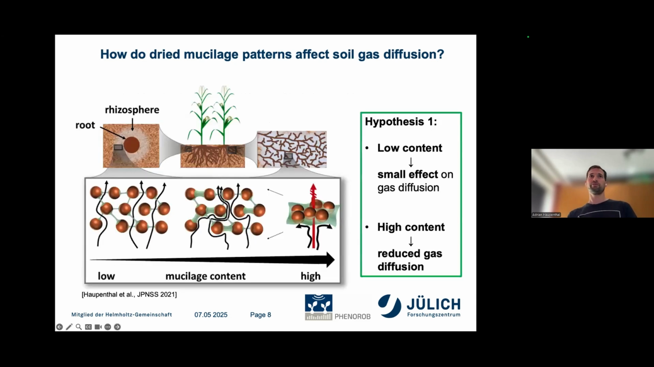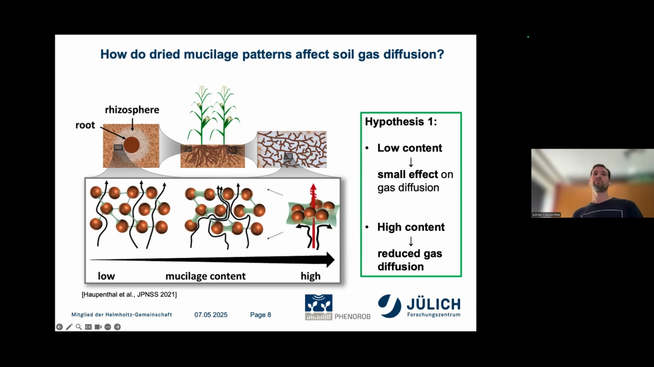To answer the first question, I developed a conceptual model. On the one hand, we can see it as a single root with the rhizosphere surrounding it, or a whole root system. The hypothesis here is that at low mucilage contents, we have just the formation of thin filamentous structures which gas can easily diffuse by, and this will only have a small effect on the gas diffusion.